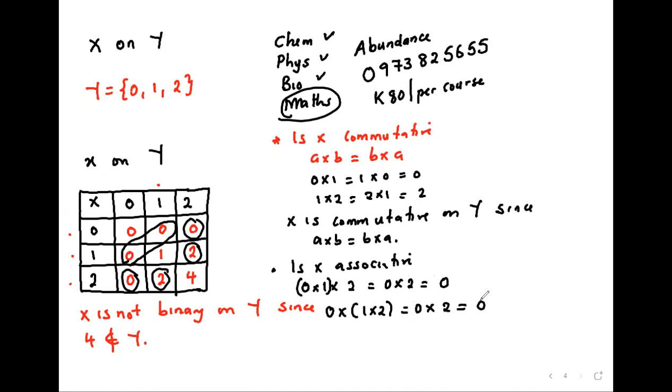So we say multiplication is associative on Y, since any combination, A multiplied by B multiplied by C is the same thing as A multiplied by B multiplied by C. So then it's associative.